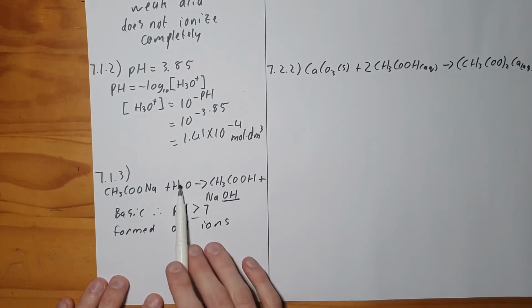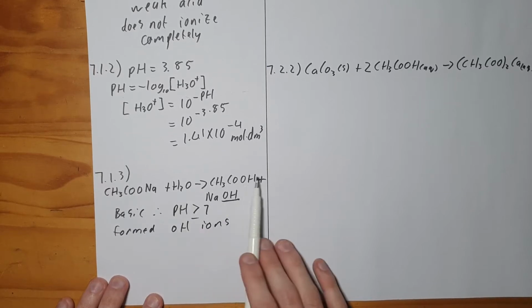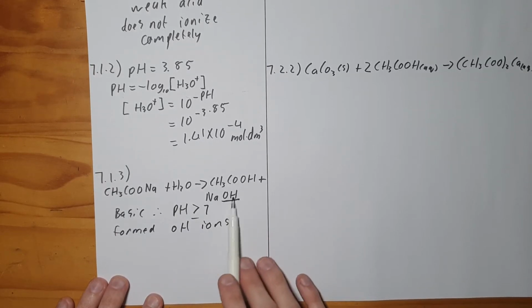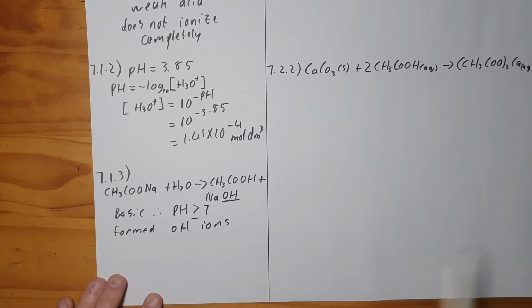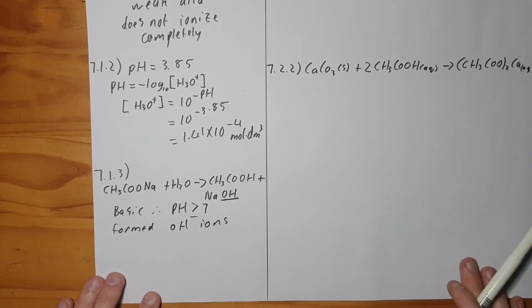So the balanced equation is given over here. We're reacting it with water. The water splits, the hydrogen comes here, the OH attaches to the Na, and we form NaOH, which is basic, therefore my pH is greater than 7.